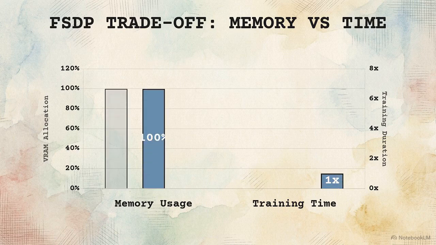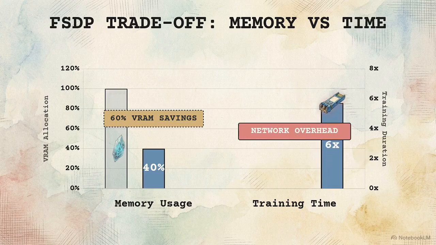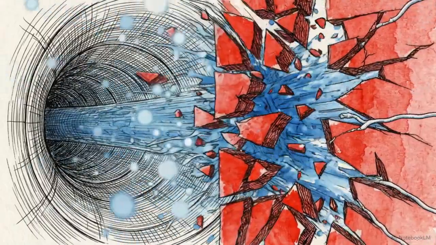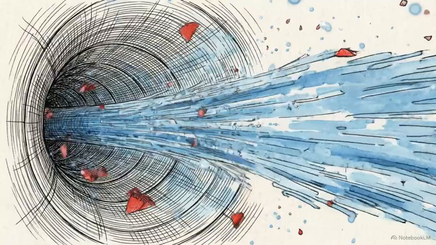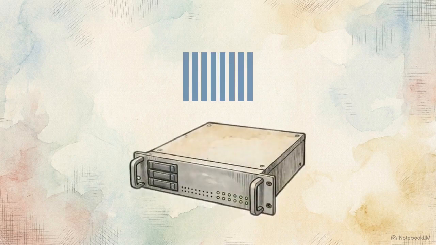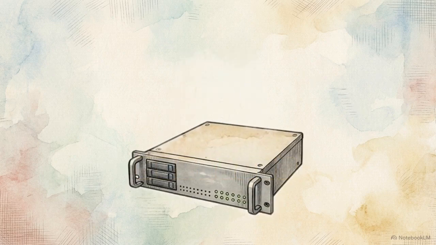While FSDP reduces memory usage by over 60%, training time can increase by up to 6 times due to network communication. Solving the memory wall immediately hits a communication wall, where compute throughput is limited by how fast data can move between nodes. When models grow so large that sharded data parallelism alone saturates the network, we must implement model parallelism. Tensor parallelism slices one layer's matrix math across 8 GPUs simultaneously. Requiring constant communication, it stays inside one server.